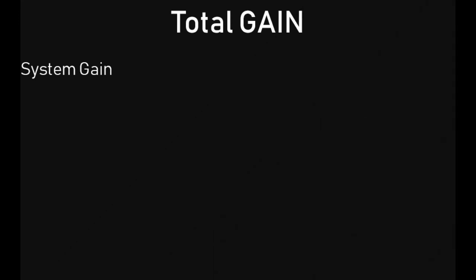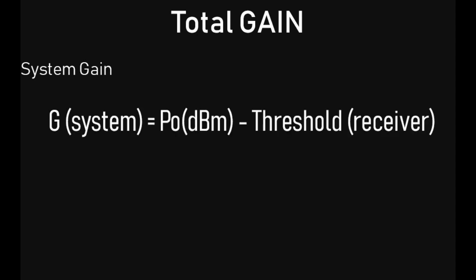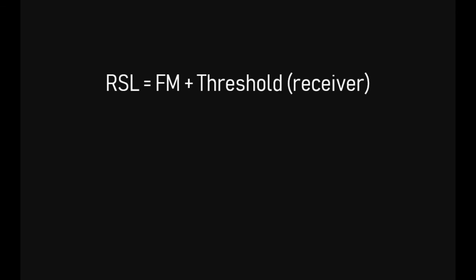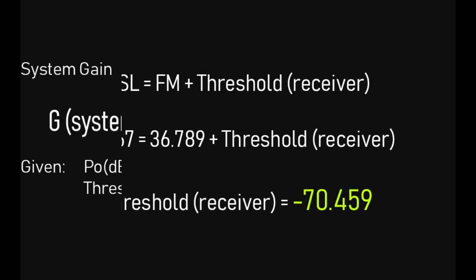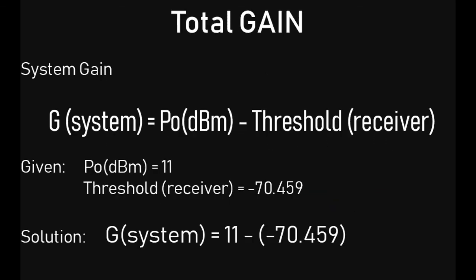Now, it's time to compute for the system gain. We'll get this by using the formula system gain is equal to transmitter output power minus the receiver minimum RF input. The threshold will derive from the equation received signal level is equal to fade margin plus threshold. We'll now have negative 70.459. We can now get the system gain, which is equal to 81.459.